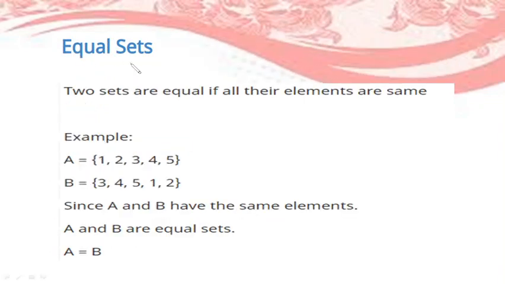Now let's see when we call two sets equal. Two sets are equal if all their elements are same. Example, set A is 1, 2, 3, 4, 5 and set B is 3, 4, 5, 1, 2. Here in set A we have 5 elements and in set B also we have 5 elements, and all those 5 elements are same. But the sequence does not matter. So since A and B have the same elements, set A is equal to set B. If I write 1, 2 or I write 2, 1, it's one and the same thing in the language of sets.